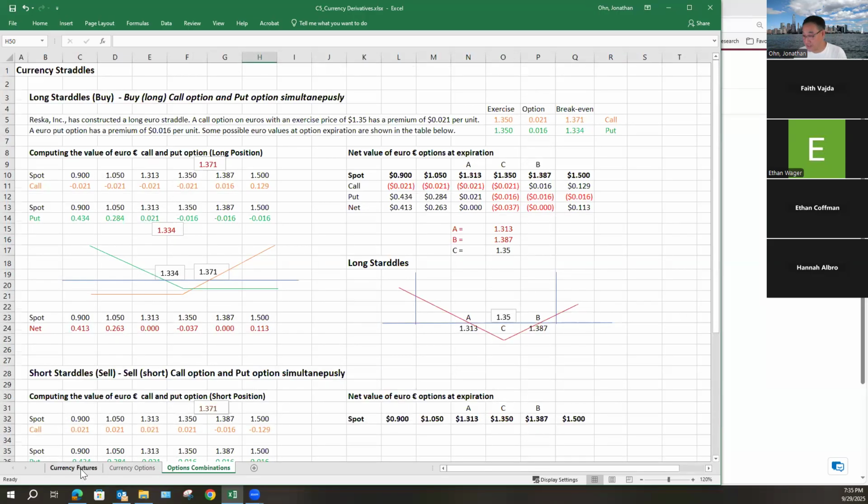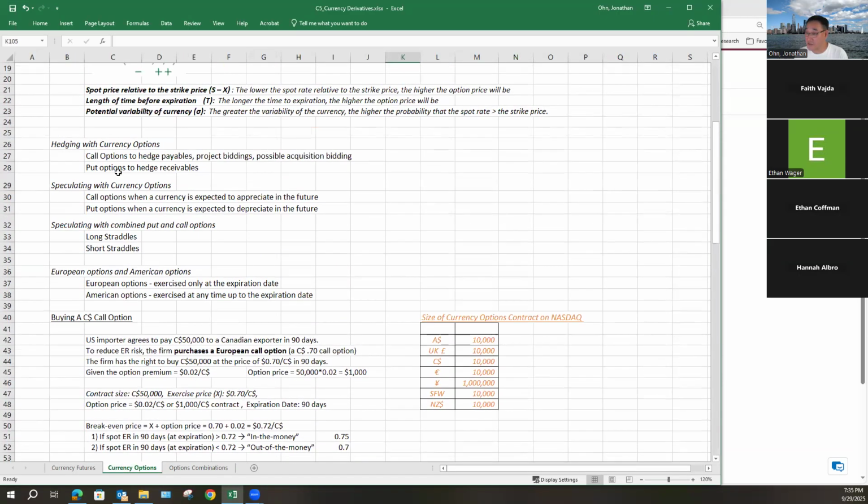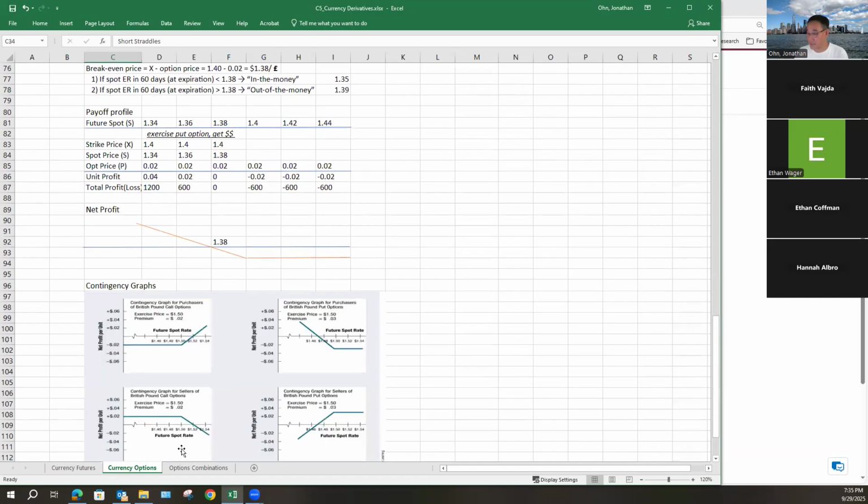I told you, right? There is the straddle. A straddle happens when you buy a put and buy a call simultaneously. So you combine those, and that is a long straddle. When you sell a put option and sell a call option simultaneously, that's a short straddle. So let's talk about that.